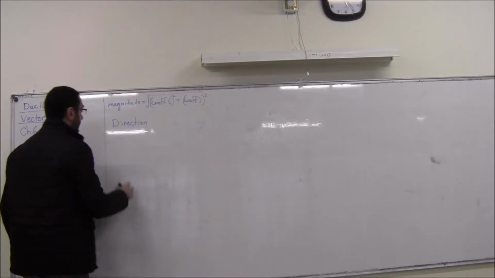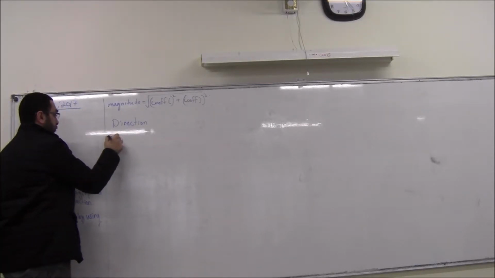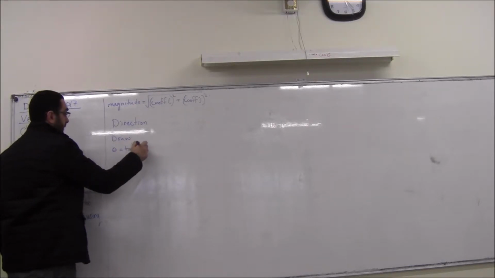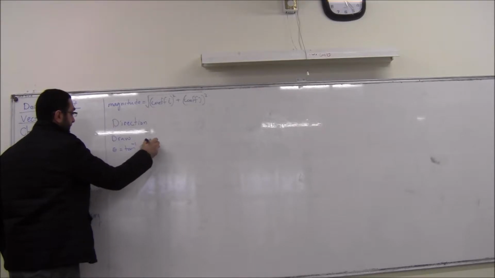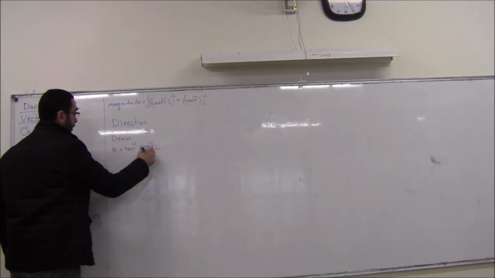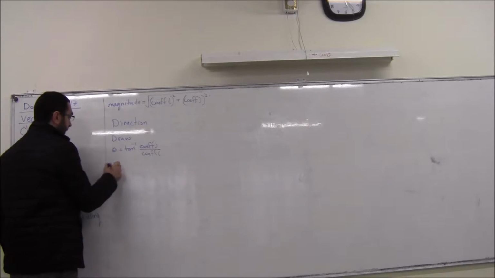Or it should be drawn. As bearing, yeah. We have to draw, but then find the angle which is with horizontal, tan inverse what? Coefficient of j over coefficient of i. Then find what? The bearing.